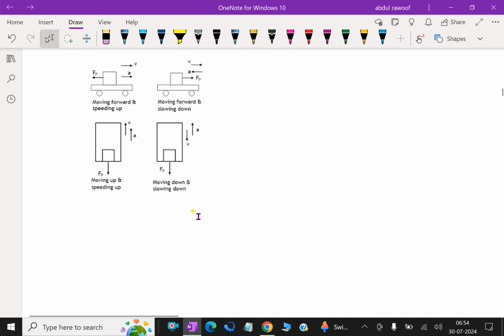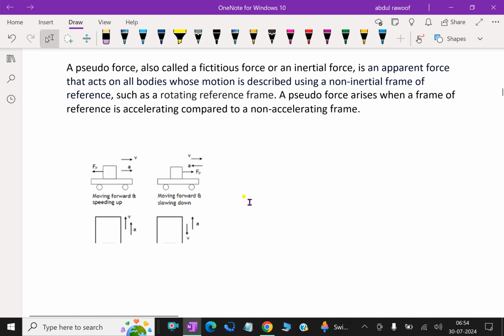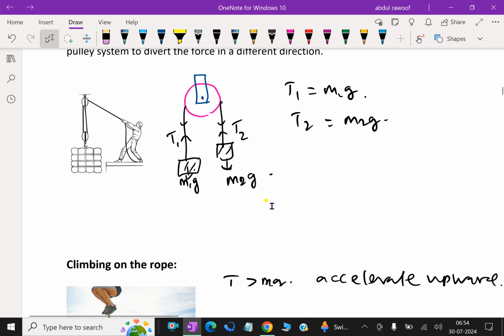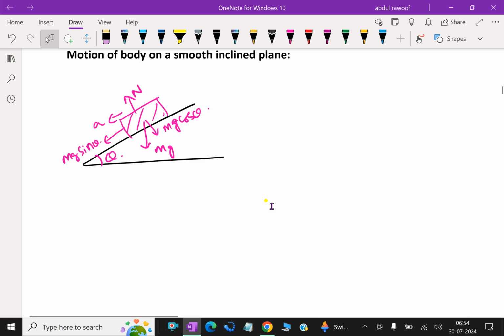So far we discussed various types of forces, how they act on a body, how the reaction happens, and the different types of formulas involved.